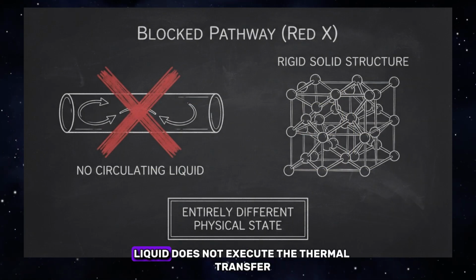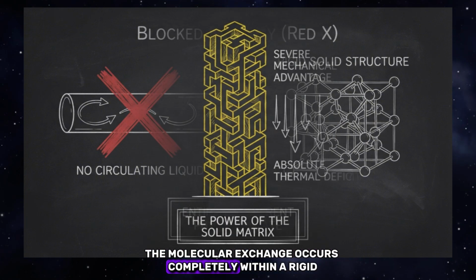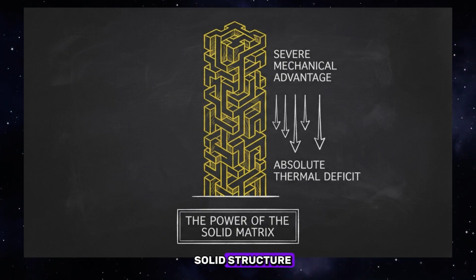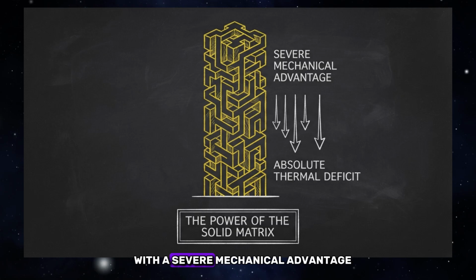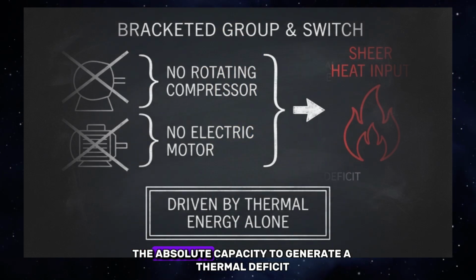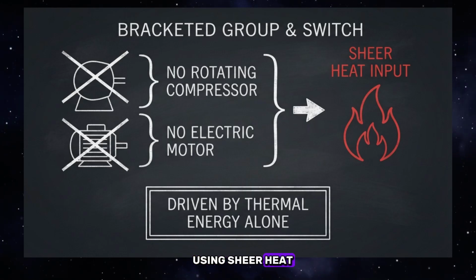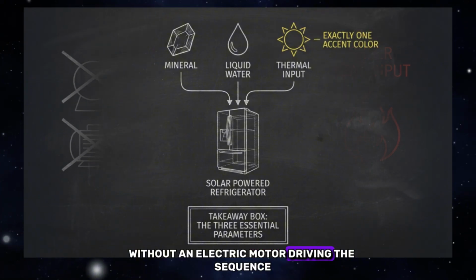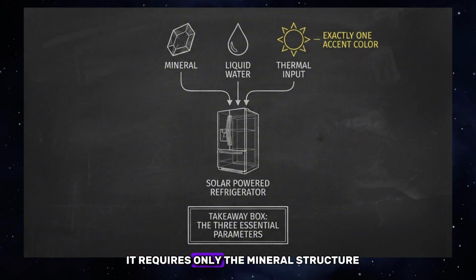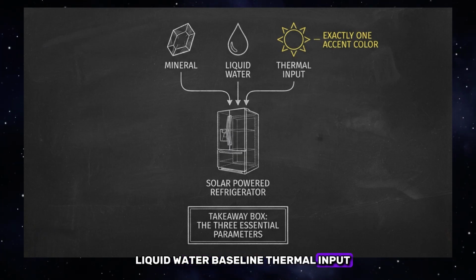A circulating liquid does not execute the thermal transfer. The molecular exchange occurs completely within a rigid solid structure. The solid matrix provided structural engineers with a severe mechanical advantage. The absolute capacity to generate a thermal deficit using shear heat. It operates without a rotating compressor. Without an electric motor driving the sequence, it requires only the mineral structure. Liquid water. Baseline thermal input.